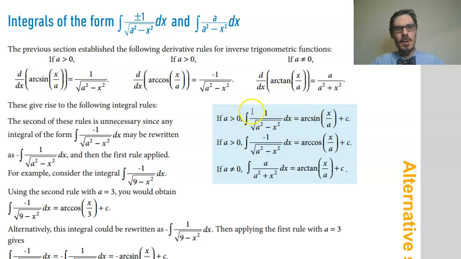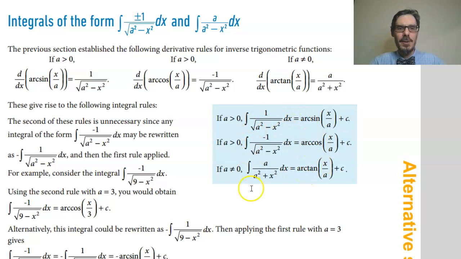The integral of something that looks like this is arc sine, and the integral of something that looks like this, basically the same but with a negative on top, is arc cos, and the integral of something that looks like this is arc tan.